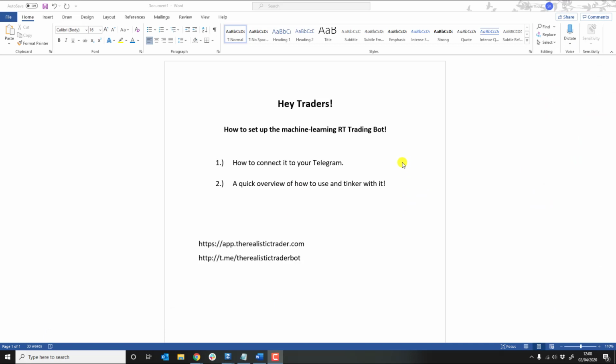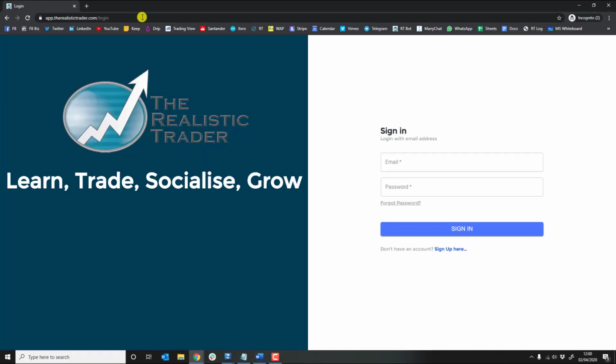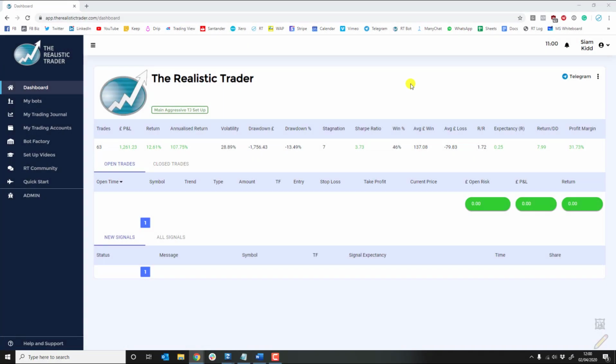So first things first, if you haven't already done it, you need to go to this URL here. So it's app.therealistictrader.com, and I'm just going to do that over here. Basically it should look like this. When you get here, if you've already got a login, this is where you go to log in. But if you haven't, you just need to click sign up and then create an account, and then you are in. Once you're in and you've verified your email, etc., this is what you see.